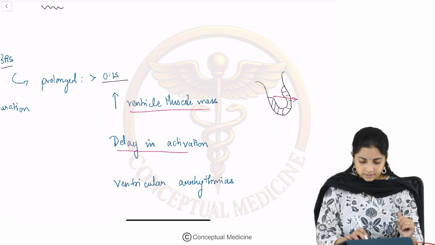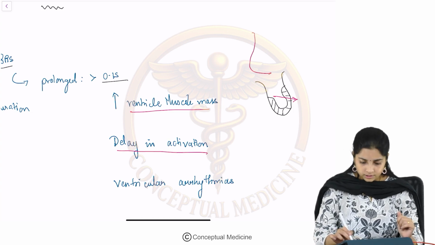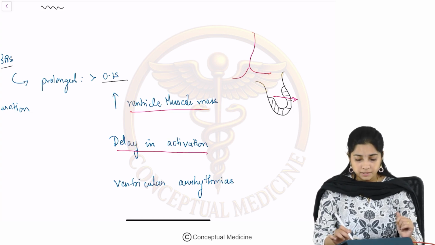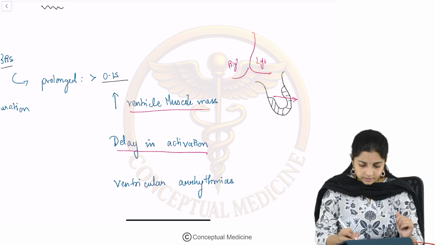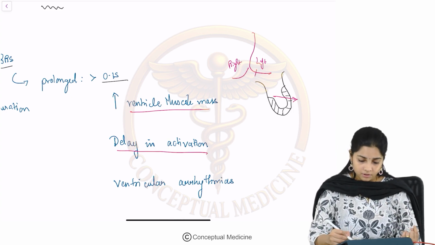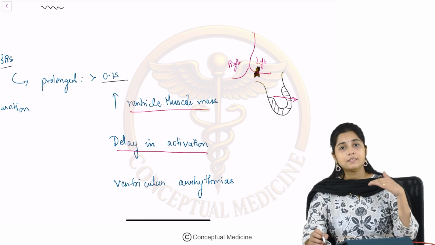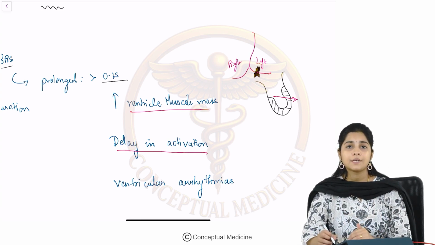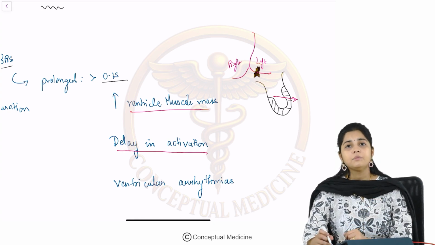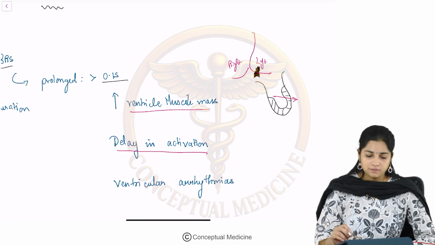Also, there can be a delay in activation. You know that the electrical activity is brought about by the bundle of His, and this is your left and this is your right bundle branch. If there is a block here, then there is a delay in the conduction. What happens to the QRS complex when there is a delay? Again, there will be muscle to muscle conduction, and this will result in a widening of the QRS complex.